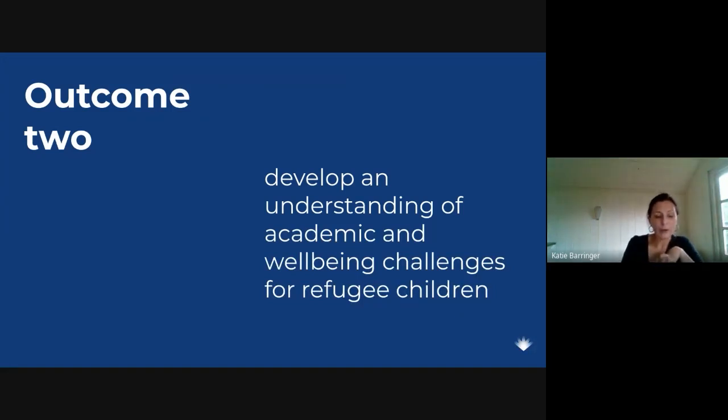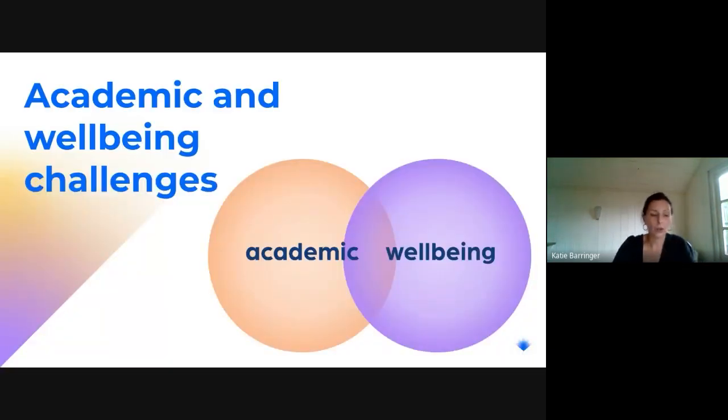Moving now on to outcome 2. What are the key challenges that may affect refugee children's education here? We've divided those challenges into academic challenges and well-being challenges. It's worth saying we absolutely recognise that those challenges are completely interlinked and overlapping and can't ever be completely separated. But I do think it's still worth thinking about them as two separate things.